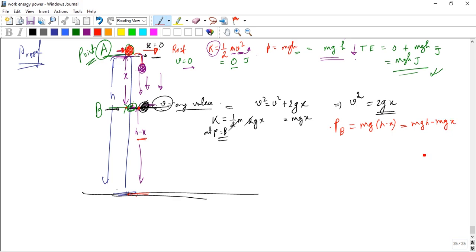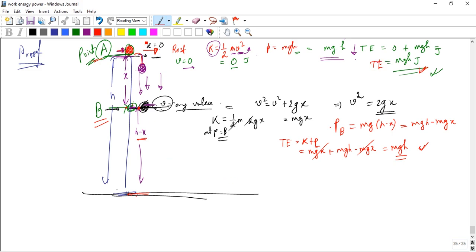Okay. So total energy is kinetic energy plus potential energy. Kinetic energy is mgx, and potential energy is mgh minus mgx. We cancel these two, and we get the total energy as mgh at point B. At the top, point A, the total energy is also equal to mgh.